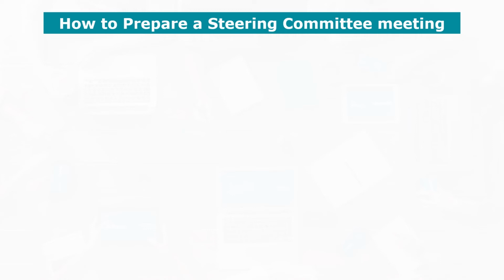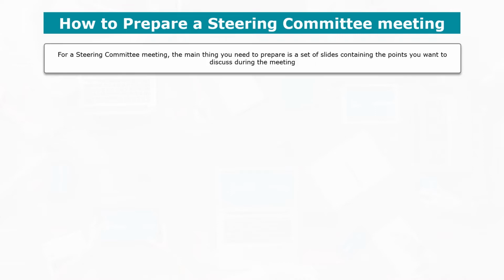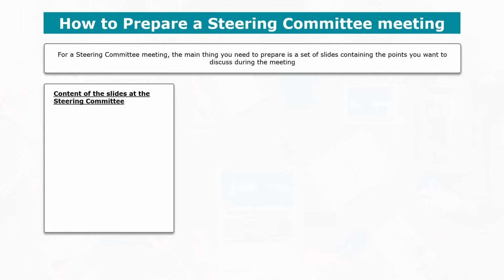All right, so now let's talk about how you should prepare for a steering committee meeting. Let's just say that for a steering committee meeting, the main thing you need to prepare is a set of slides containing the various points you would want to discuss with the members during the meeting. For example, your presentation should contain a slide outlining the project progress.